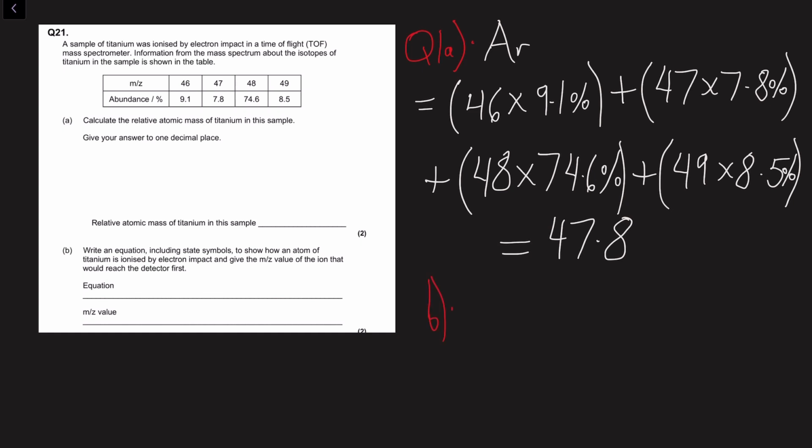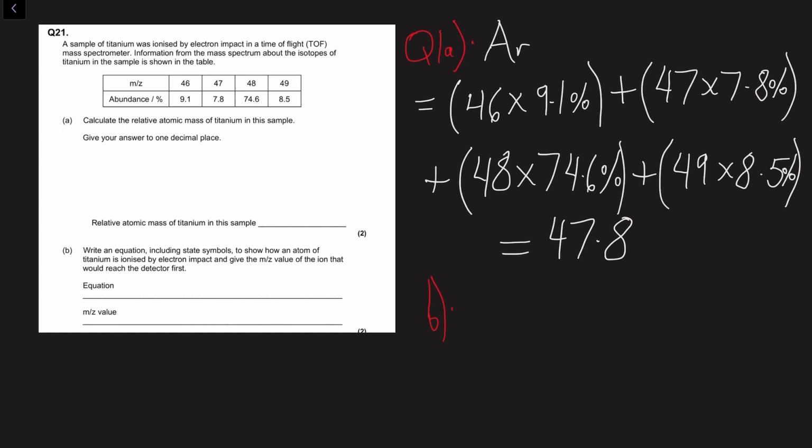Now for part B, the question says, write an equation including state symbols to show how an atom of titanium is ionized by electron impact and give the m/z value of the ion that would reach the detector first. For this question, we would have to write out a similar equation to the one we saw in the slides, the one with the X, the X gaseous atom. So we'd write something similar.